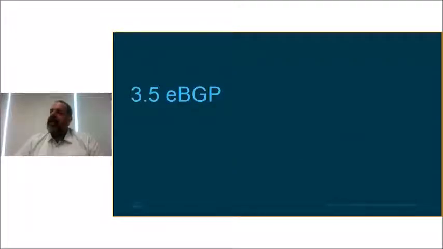Now, BGP, Border Gateway Protocol, the E in front means external. You can also run BGP internally as well, but E means external BGP.